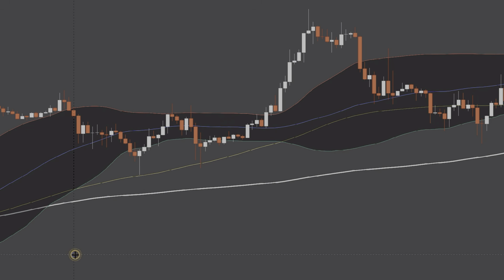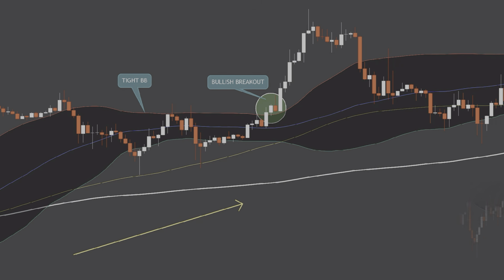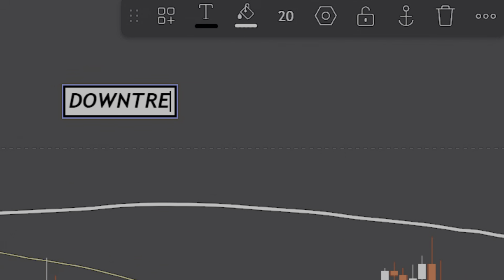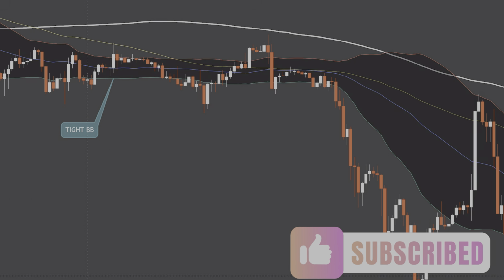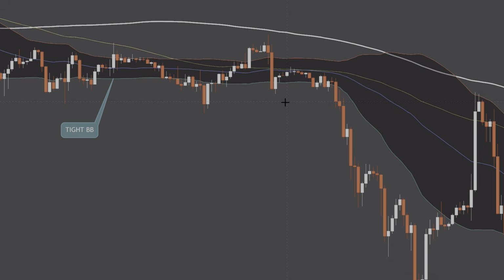If the trend is up, we wait for that squeeze and then buy the breakout to the upside. If the trend is down, we wait for that squeeze and then sell the breakout to the downside. This two-step process ensures you're not just trading a random breakout, but a high-probability setup that is aligned with the market's dominant power.